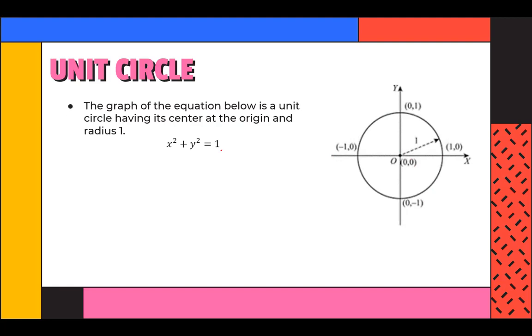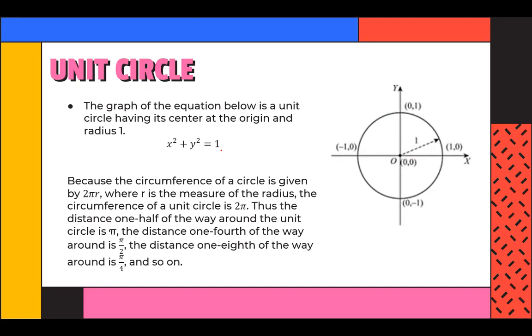And why is it essential for us to know that this is a unit circle? Because the circumference of a circle is given by 2 pi r, right? That's the perimeter of a circle, or the circumference, where r is the measure of the radius. Then, if we are given the unit circle, the circumference of this unit circle is equal to 2 pi.